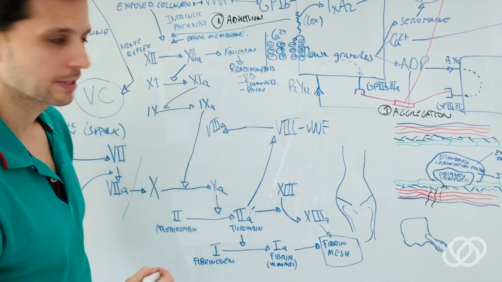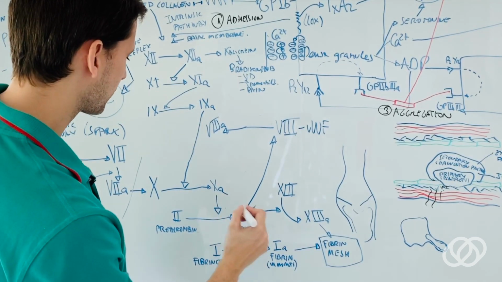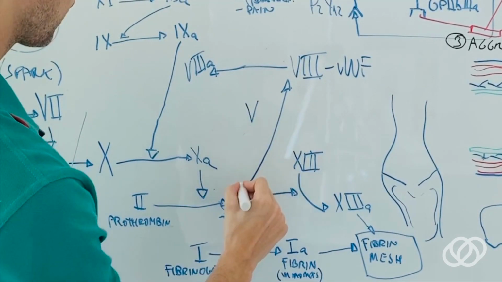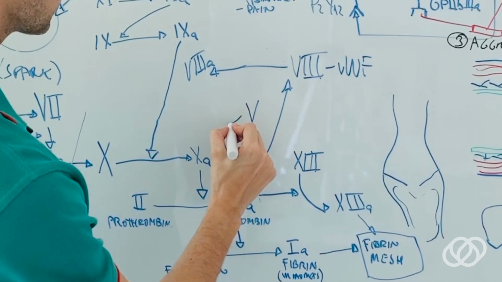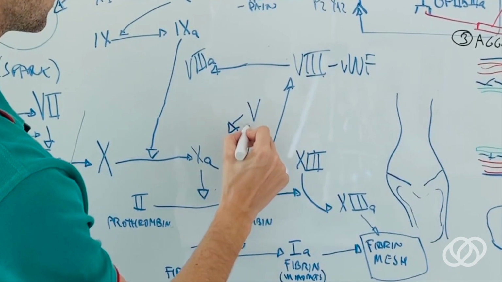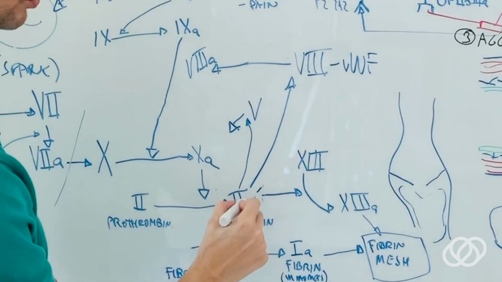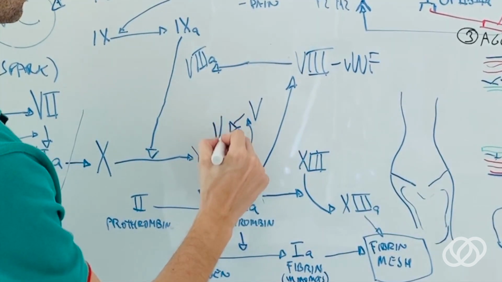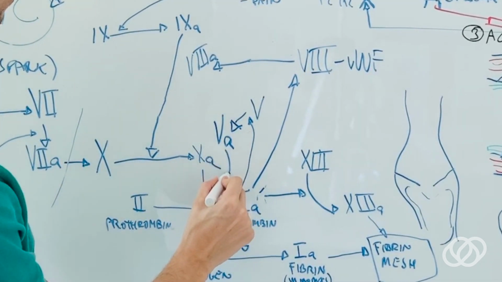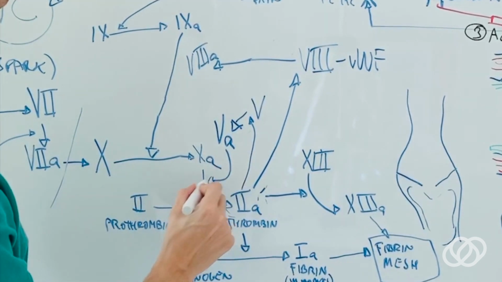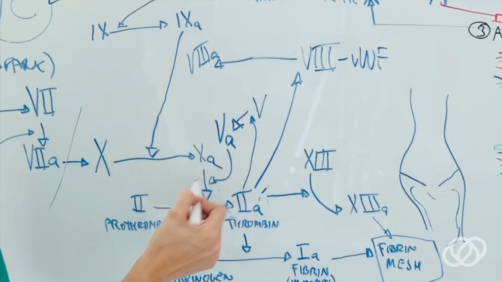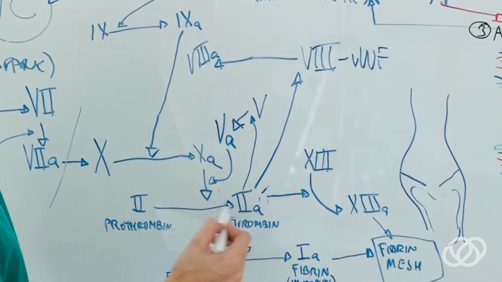We have said that there is another factor that is factor 5. Factor 5 can also be activated by factor 2, and activated factor 5 does the same with the relation of the activation of factor 10 with factor 2.